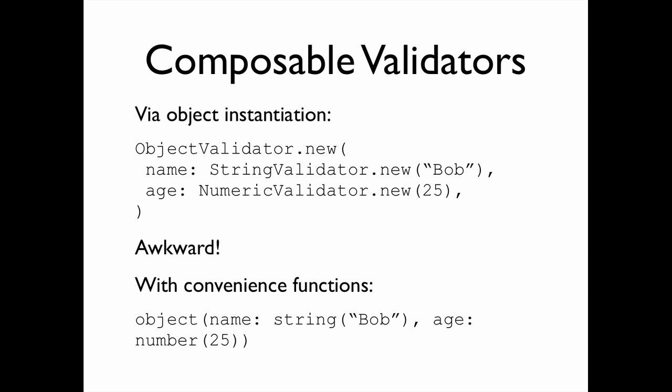One possibility I considered was using special objects to validate JSON. For example, you'd say object validator new and pass it in string validators, numeric validators. Well, that's pretty awkward. Another option was to do the same sort of thing, but use convenience functions. And I still don't like that as much as what I wrote on the last page.